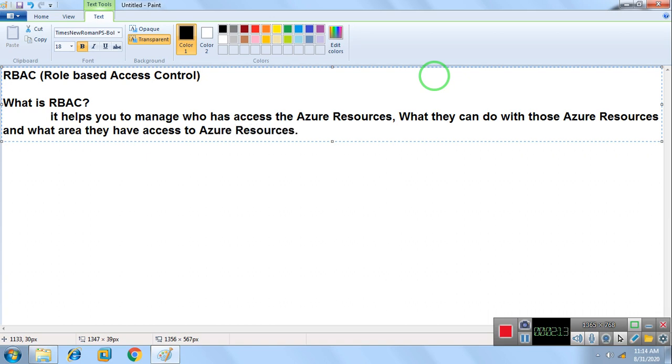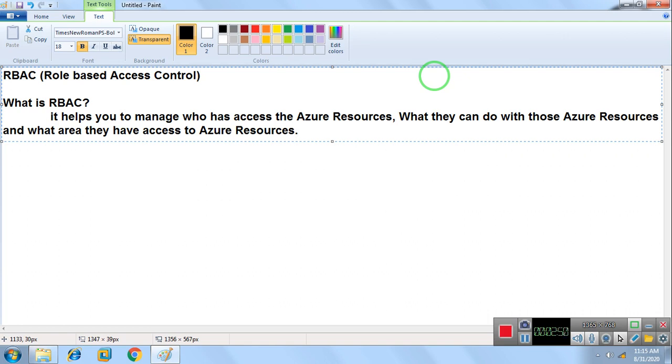Now try to understand that with the help of RBAC we have various ways to provide access. For example, we can provide access to a full subscription. Imagine I have three users, U1, U2 and U3. On U1 I can provide access to a particular subscription, and in this subscription, whatever types of resources we have, you have the rights to create, modify and manage all the resources in that subscription.